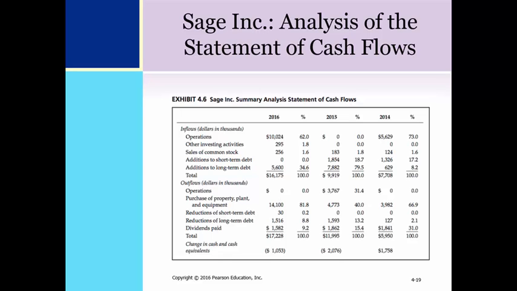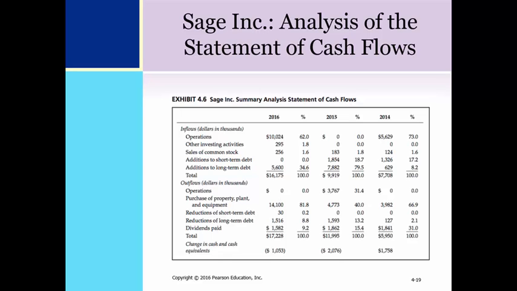Exhibit 4.6 is the completed summary analysis for Sage. To complete the preparation of this statement, you can see that each category of cash inflows and outflows has been subtotaled. The difference between cash in and cash out each year is the change in cash, and that should agree with the amount shown on the original cash flow statement. Three additional columns are included in this statement. Each cash inflow is divided by the subtotal for cash inflows in each year. The same is done for the cash outflows.